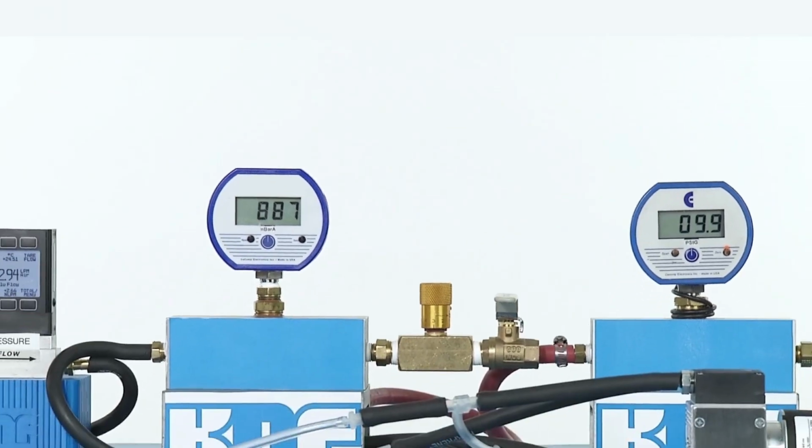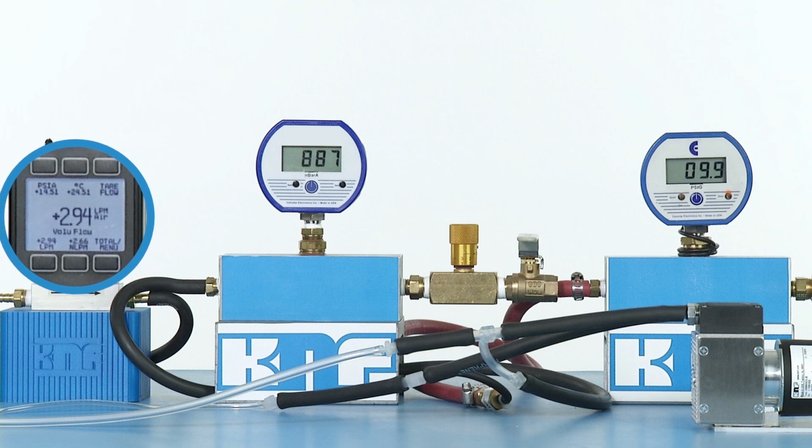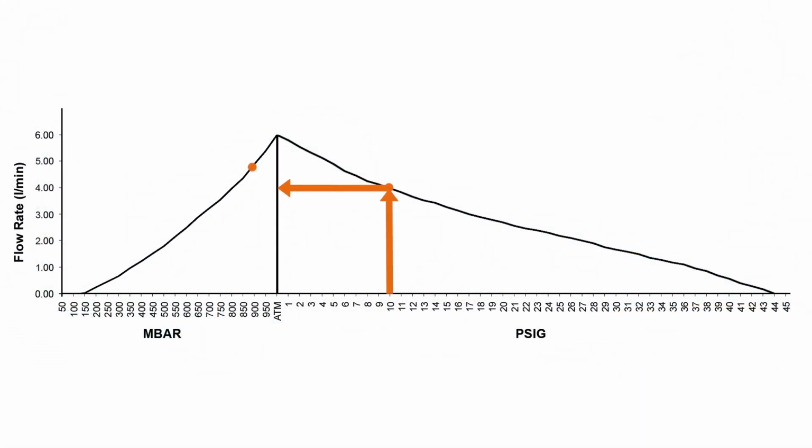A flow meter connected to the system confirms the estimate calculated through the flow curve manipulation. 2.94 or approximately 3 liters per minute is shown on the flow meter. To summarize, when both vacuum and pressure conditions are known, the flow curve of the pump can be used to estimate the flow rate.